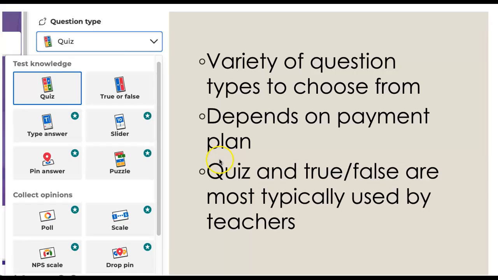So this last slide here takes us to the variety of different question types that you can choose from in Kahoot. Now, a lot of these have a star next to them, and that indicates that they are under a paywall, so we unfortunately can't use those today. But in my experience, most teachers typically use these two up here, the quiz and the true-false. So that is what we are going to be working with today.